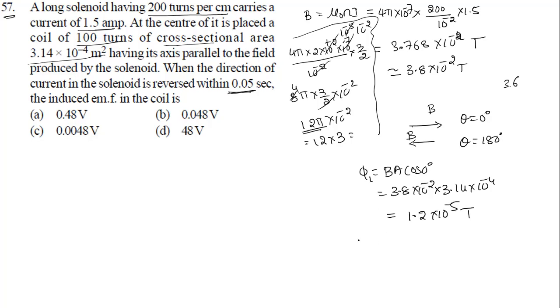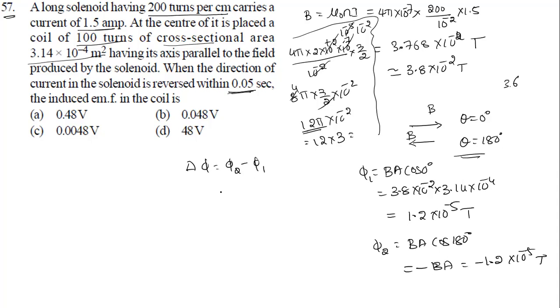Similarly, if you reverse, theta becomes what? 180 degree, right? Second case. So we take phi 2 equal to BA cos 180 degree, same as previous one with negative sign. So it will become minus 1.2 into 10 power minus 5 Tesla. Now let us find out the change in flux, which is phi 2 minus phi 1. It will become 2.4 into 10 power minus 5 Tesla.